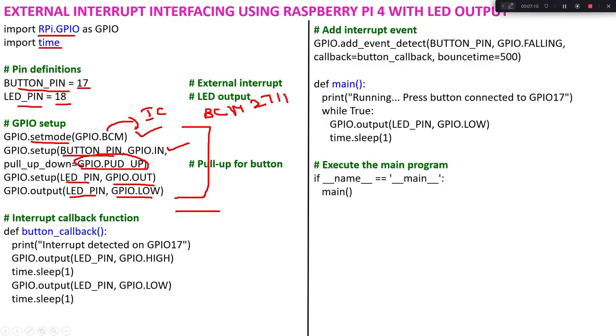Then we are going to write an interrupt function, an interrupt service routine. This is the ISR which I am talking about. This ISR is defined by this def button_callback function, where we are going to write something like "interrupt detected on GPIO 17". Inside that ISR, I am going to make this LED pin go to high. So the LED will switch on for 1 second. After 1 second, it will go to low, which means it will get switched off. So this is an ISR.